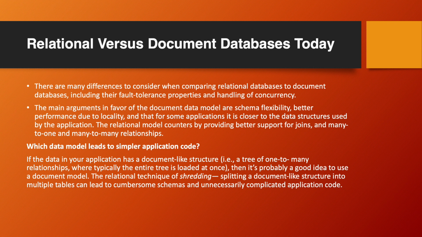Which data model leads to simpler application code, you ask? If the data in your application has a document-like structure, that is a tree of one-to-many relationships, where typically the entire tree is loaded at once, then it's probably a good idea to use a document model. The relational technique of shredding, that is splitting a document-like structure into multiple tables, can lead to cumbersome schemas and unnecessarily complicated application code.